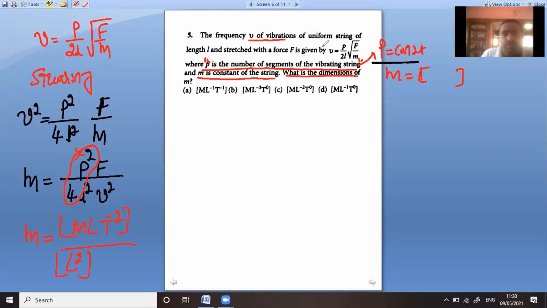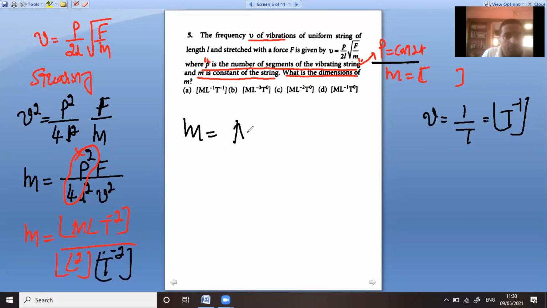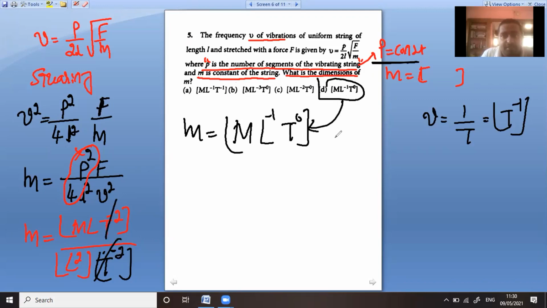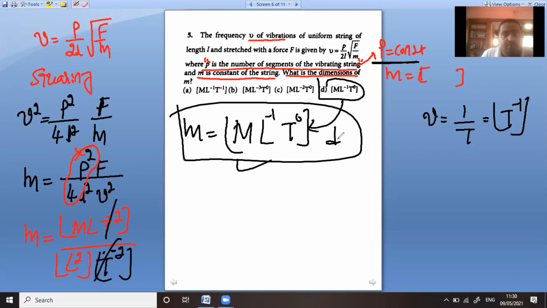Then what is the dimensional formula for frequency? Frequency is equal to 1 by time, that is T to the power of -1. It is squared, so that becomes T to the power of -2. Then the dimensional formula of m is M, L to the power of -1, T to the power of 0, as the L plus 2 and minus 2 get cancelled. So option D is the correct match. That is the answer. So next question, question number 6.